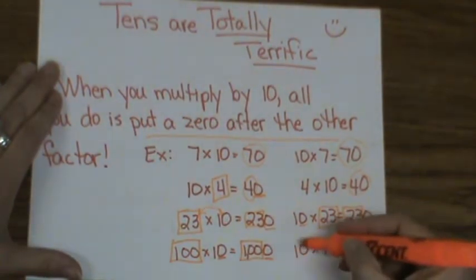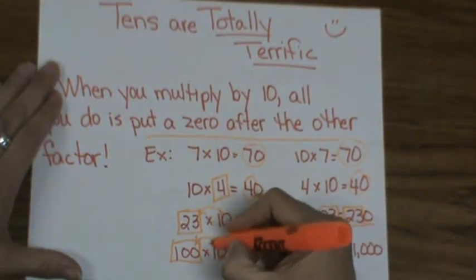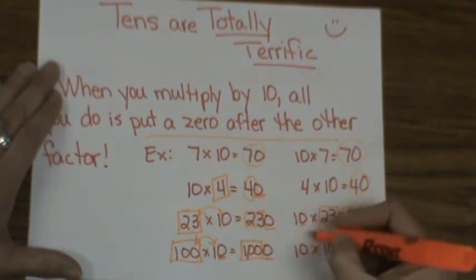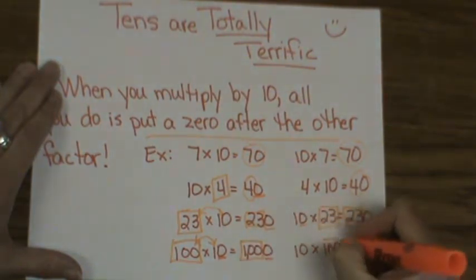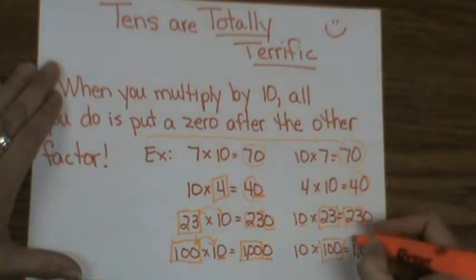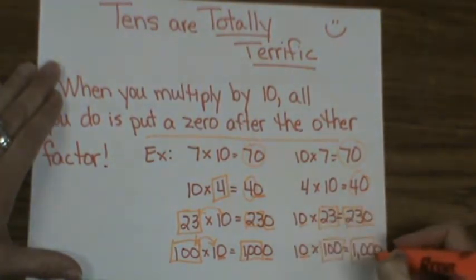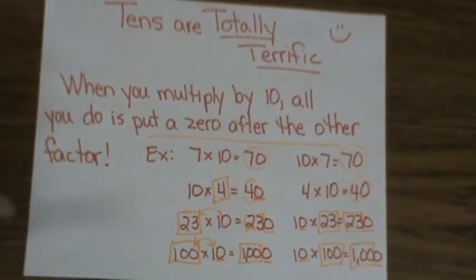And over on this side, I can change the order of my factors. My product is going to be the same. 10 times 100, here's my other factor. It's there, and all I'm going to do is add the 0. So when you multiply by 10, all you have to do is put that 1 0 after the other factor.